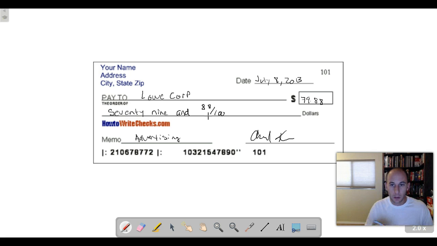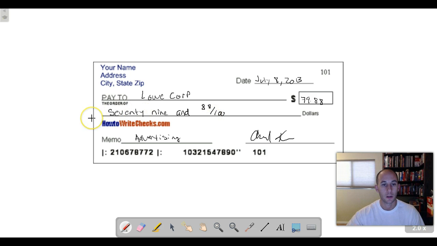All right, so that's the basic way to write a check. Most computer programs such as QuickBooks and Quicken and all that, the computer would just do it itself, and it's much easier because it doesn't make mistakes like I do.